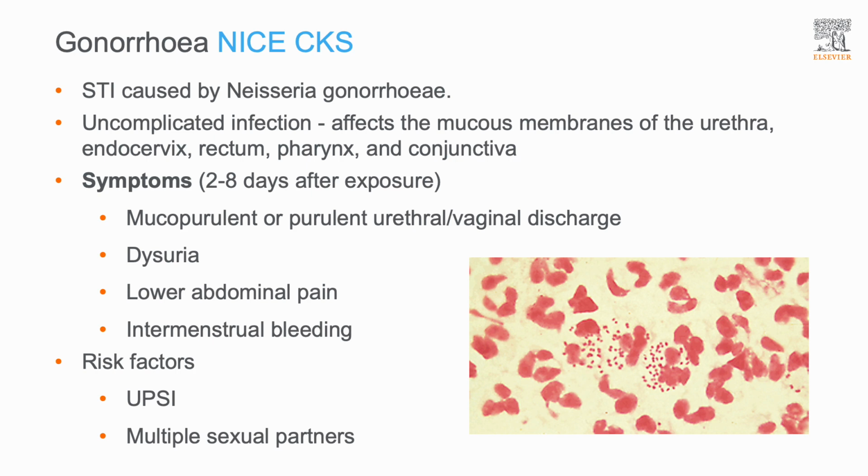In uncomplicated infection, it typically affects the mucous membranes of the urethra, endocervix, rectum, pharynx, and conjunctiva. Symptoms typically develop between 2 to 8 days after exposure and can include mucopurulent or purulent urethral or vaginal discharge, dysuria, lower abdominal pain, and in women, intermenstrual bleeding. Risk factors for gonorrhea include unprotected sexual intercourse and multiple sexual partners. And here we can see a Gram stain demonstrating Neisseria gonorrhoeae.